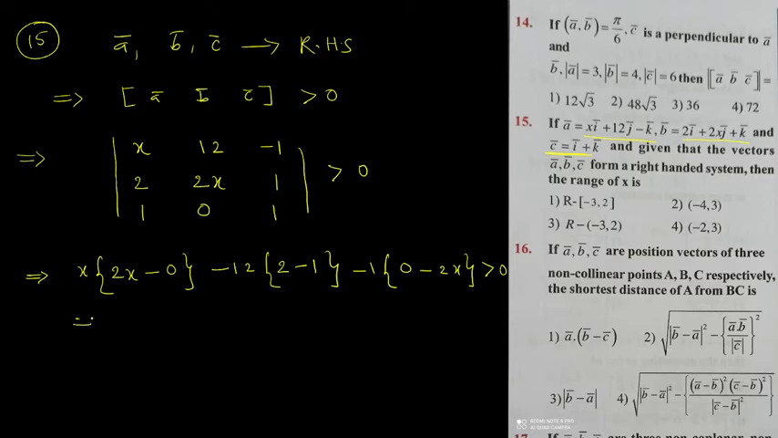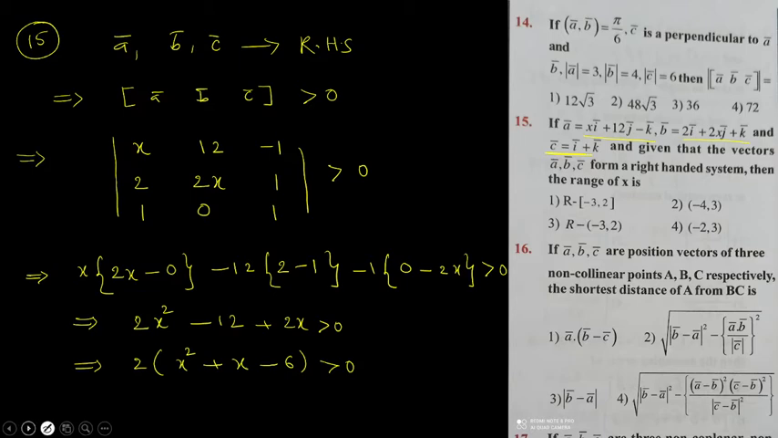That implies 2x square minus 12 plus 2x is greater than 0. That implies, taking 2 common, x square plus x minus 6 is greater than 0. Now we have to solve this expression. x square plus x minus 6 is greater than 0. When you solve this, you will get the limits of x.